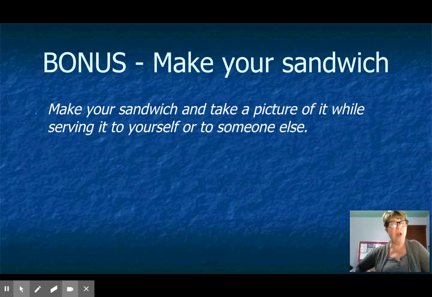And then, if you want to go one step above, let's do a bonus. Actually go and purchase the items if you can, make your sandwich, and take a picture of it while serving it to yourself or to someone else. It's completely up to you how you want to do that. But this is bonus, so it's not required. You can make a sandwich of things that you have at home. So if you don't have the supplies for your imaginary sandwich, and you cannot purchase them, make another sandwich. Doesn't matter to me. Just show me what it is and then serve it to yourself or someone else.